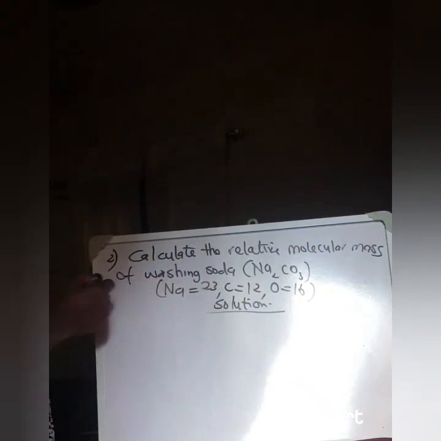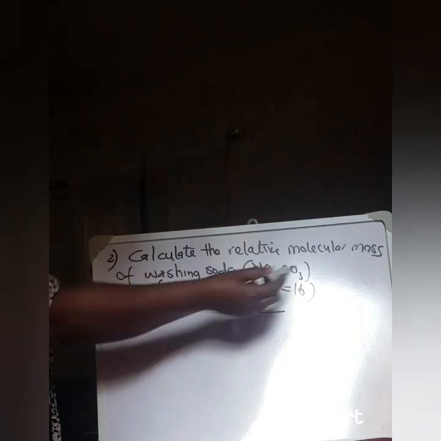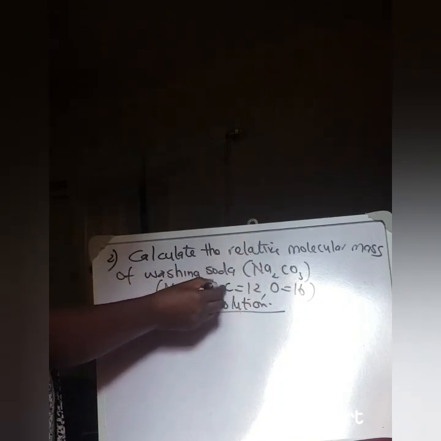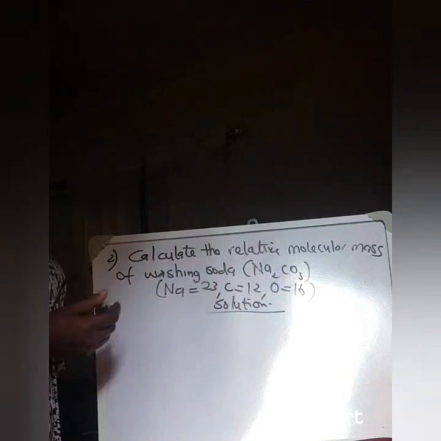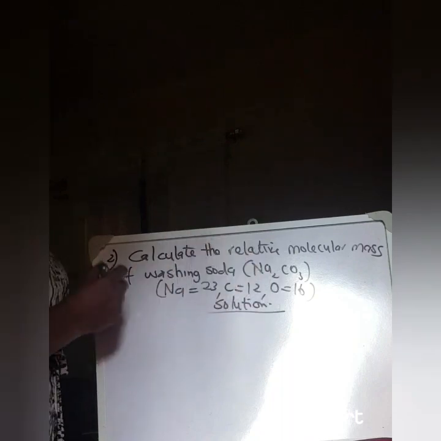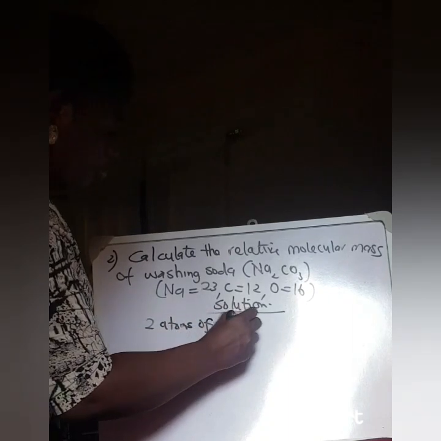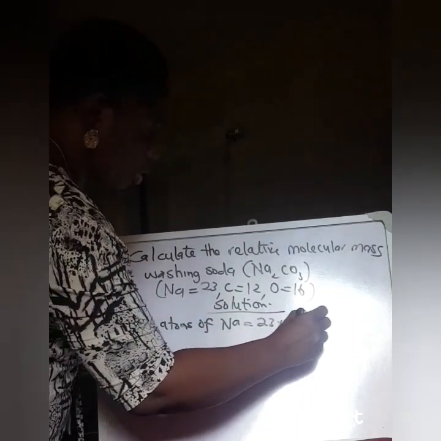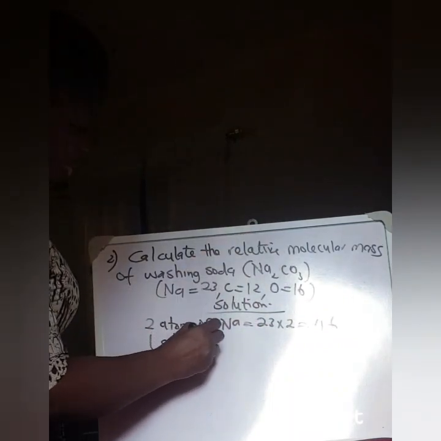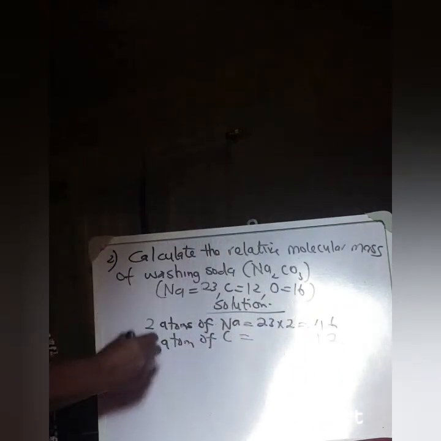Okay, so let's get to it. Washing soda is sodium carbonate, Na2CO3. This is the molecular mass for washing soda, and they have given us their atomic masses. Sodium is 23, carbon is 12, oxygen is 16. So let us get to business. For sodium, we have 2 atoms of sodium. So 2 atoms of sodium will give us 23 times 2, which is 46. We have 1 atom of carbon, which gives us 12. We have 3 atoms of oxygen.